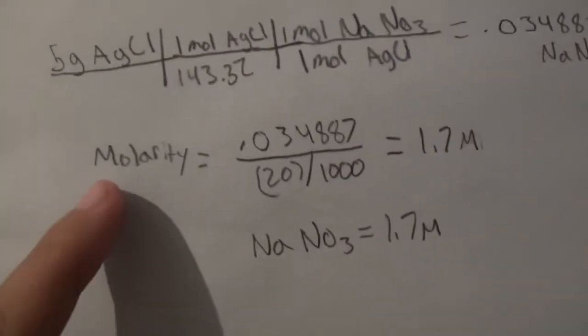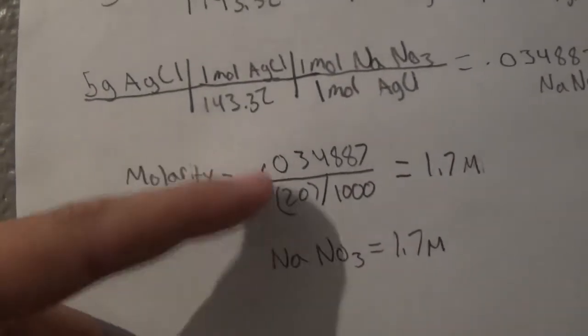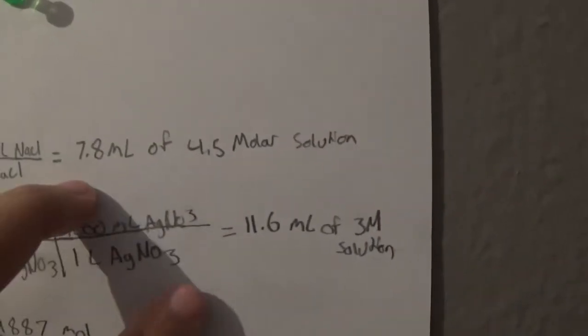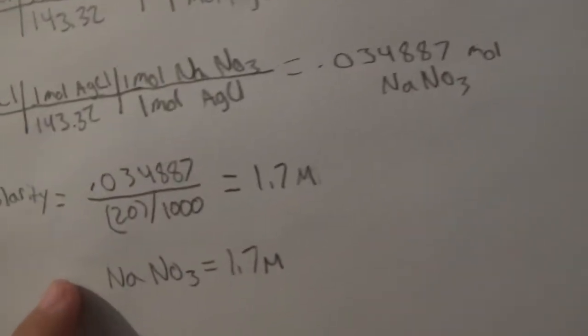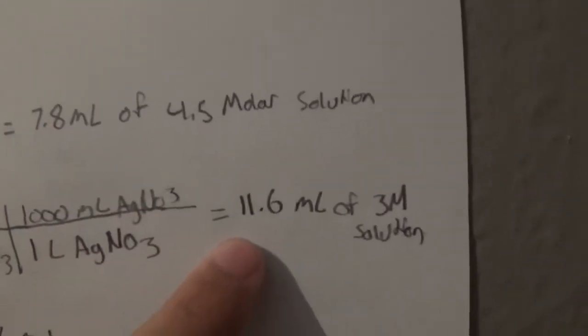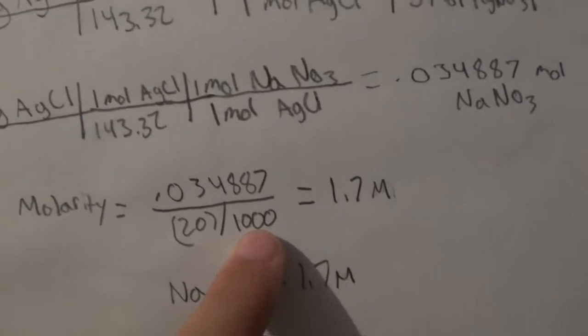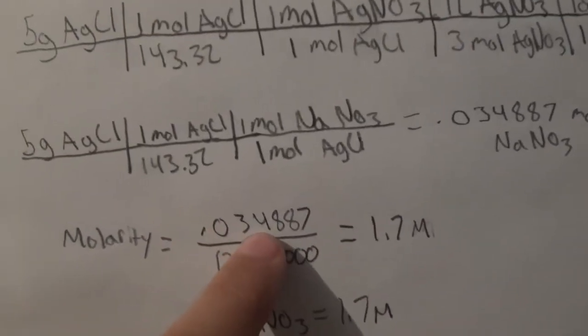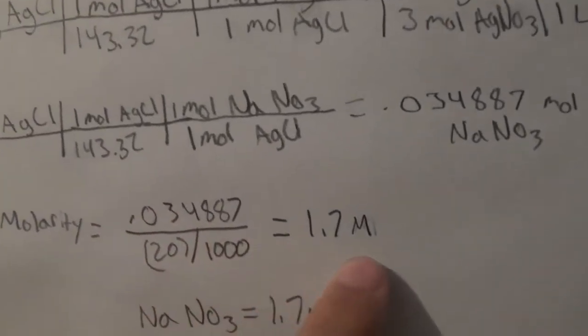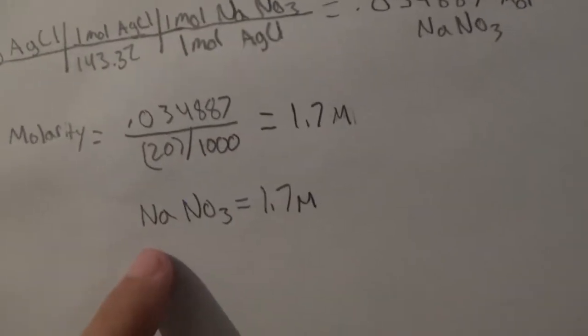So molarity is moles over liters. For liters, I've rounded both of these to make an even 20 that we're using down here. So 7.8 rounds up to 8 and 11.6 rounds up to 12. So 12 plus 8 gives us 20. So 0.034887 divided by 20 over 1,000 gives us 1.7 M. So that means our NaNO3, our new substance, is 1.7 molar.